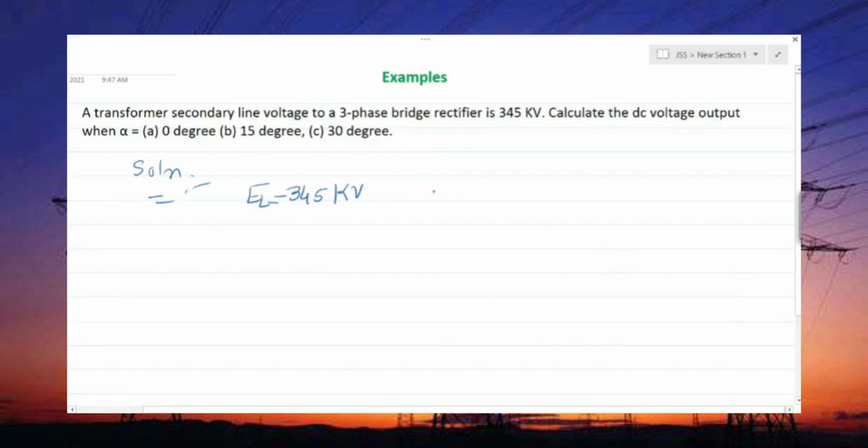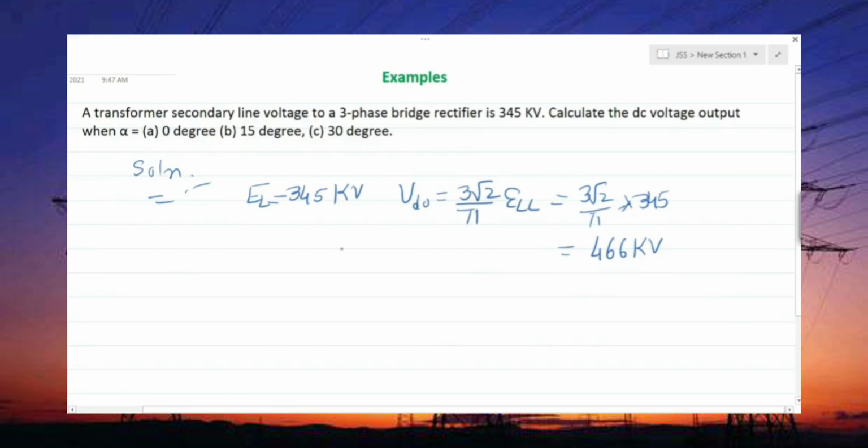So from this, you can first of all calculate the value of VDO. VDO is equal to, you know the equation, 3 root 2 upon pi ELL. When you put in the value of ELL, the equation becomes 3 root 2 upon pi into 345 kV. So the value of VDO is 466 kV.